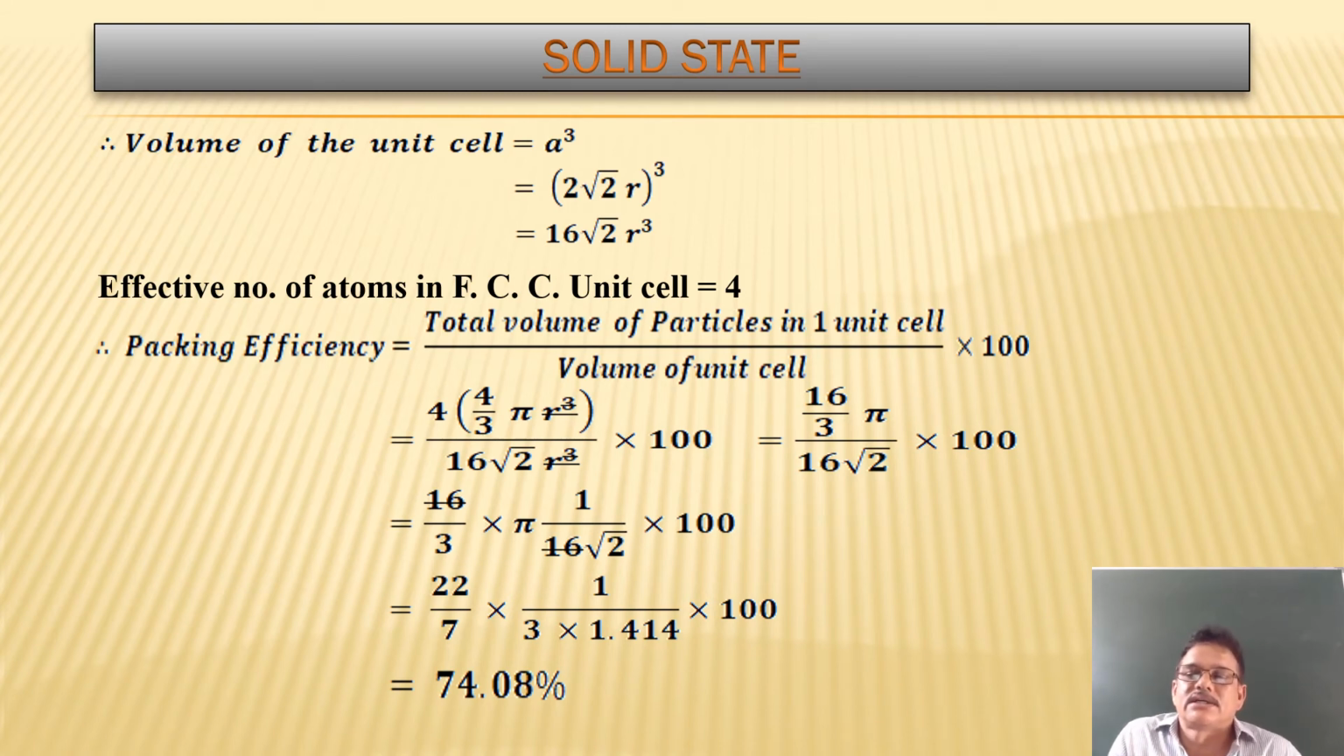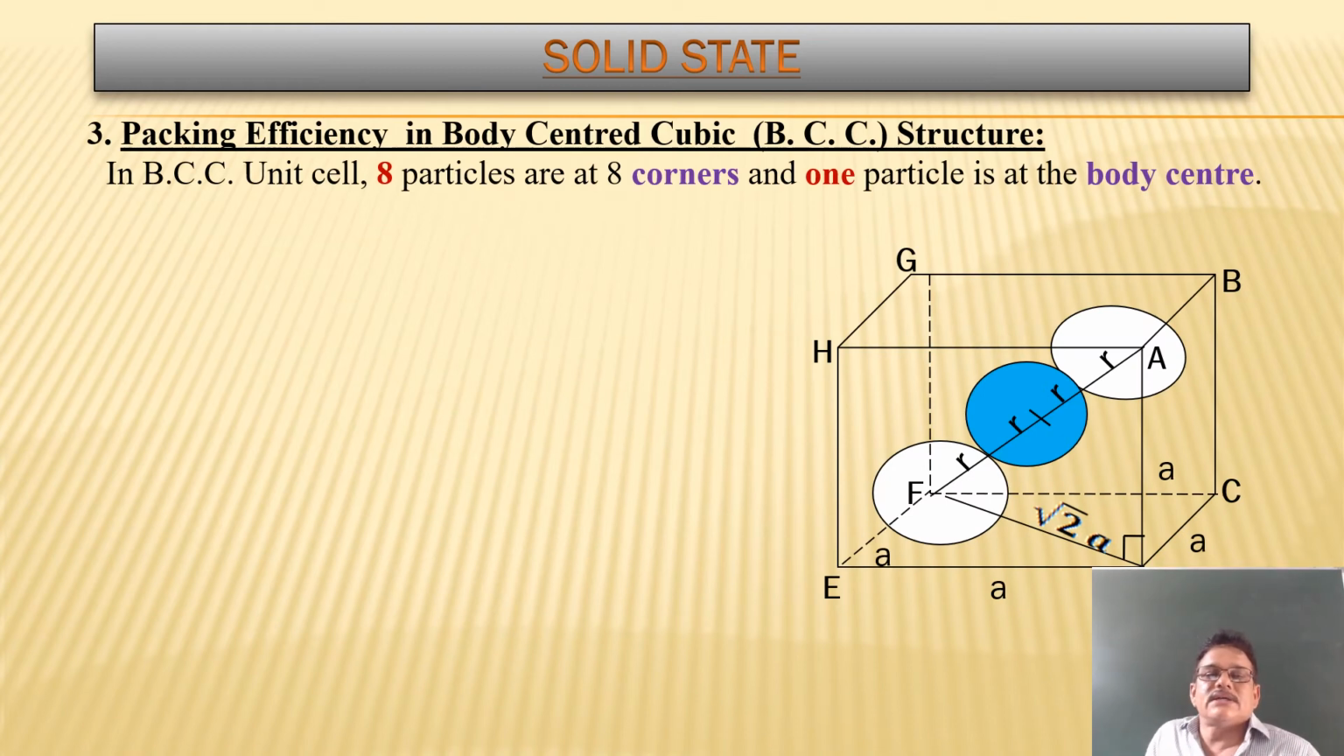Next, we will go to the third type of unit cell, that is body centered cubic unit cell. Body centered cubic unit cell contains 8 particles at 8 corners and 1 particle at the body center. How will you get a body center?